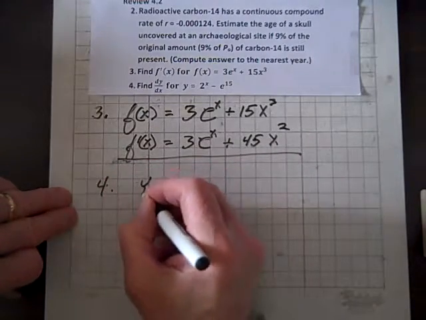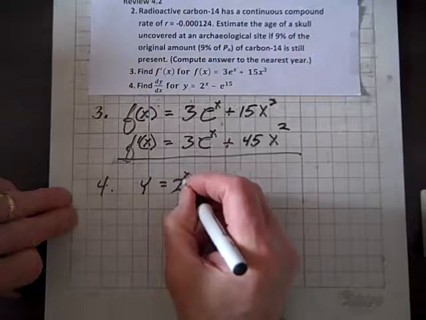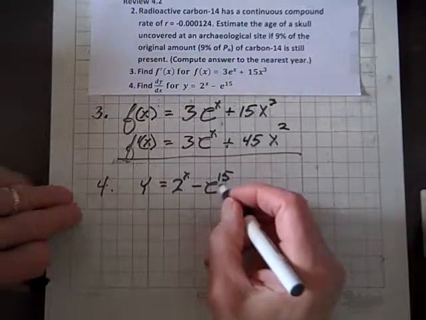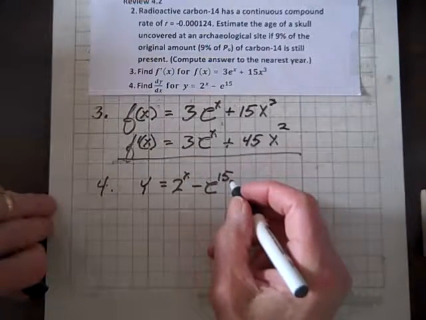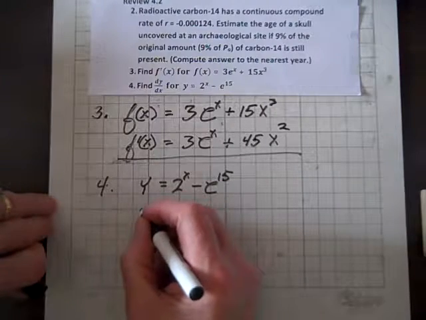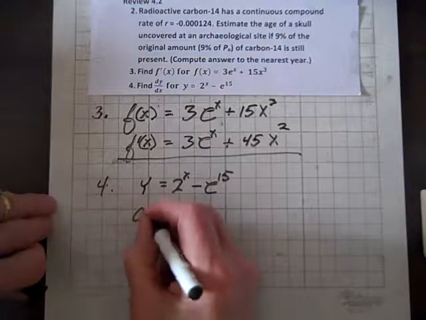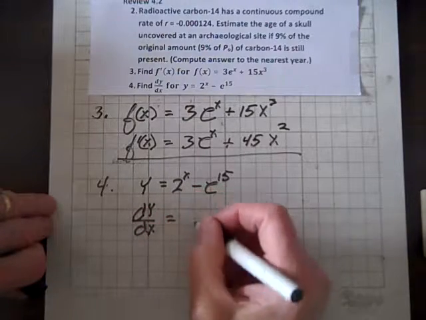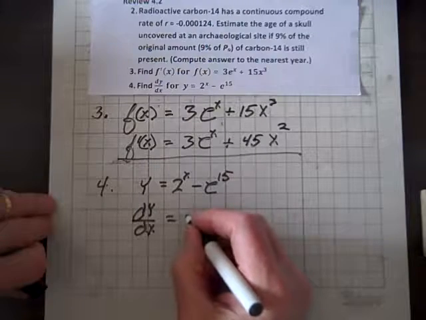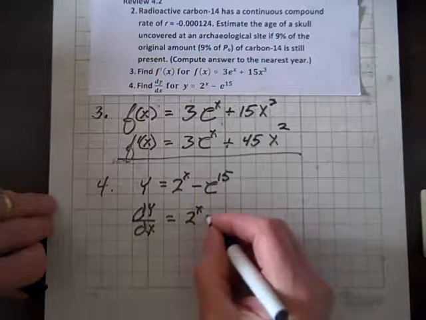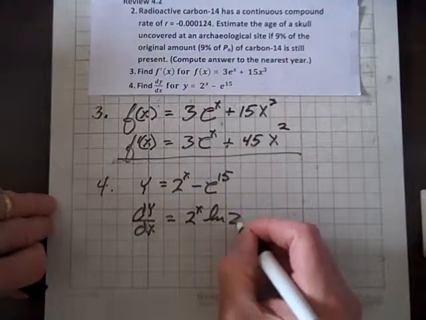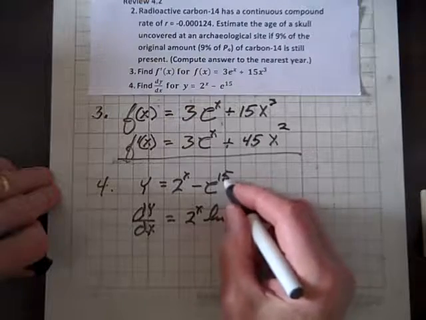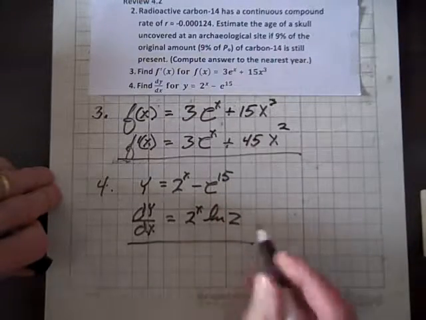So here we have y equals 2 to the x minus e to the 15th. Now keep in mind, e to the 15th is just some constant, very big number, but it's just a constant. So when we take the derivative of that, dy/dx, that's going to equal 2 to the x ln of 2, check that rule out, and that's it, because the derivative of this thing, it's just a constant, is 0, so we're done with that also.